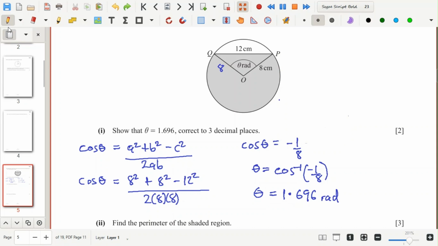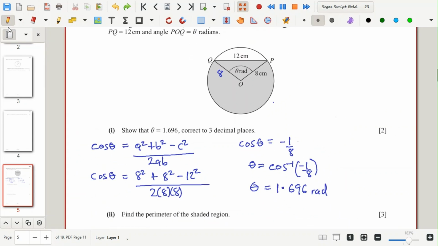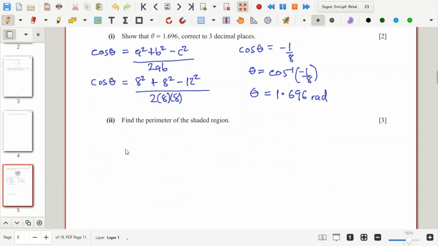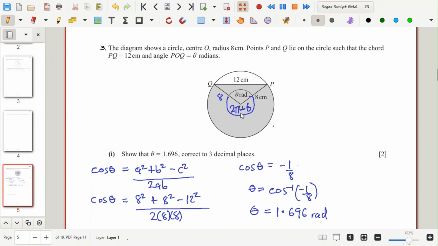So in order for me to find this, I need to know the angle here. The angle here is going to be 2 pi minus theta. Okay, so the perimeter is given by, let's find the length of the major arc first. So major arc QP is going to be, because the major arc, whatever angle that you get, you're just going to subtract it from 360, which happens to be 2 pi.